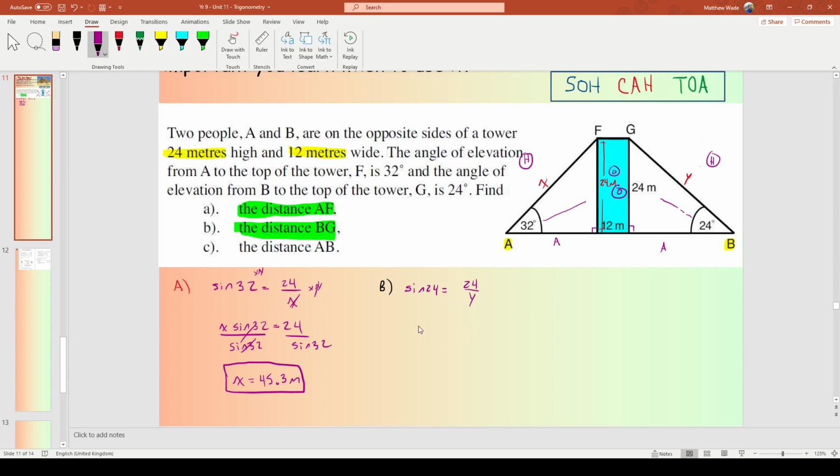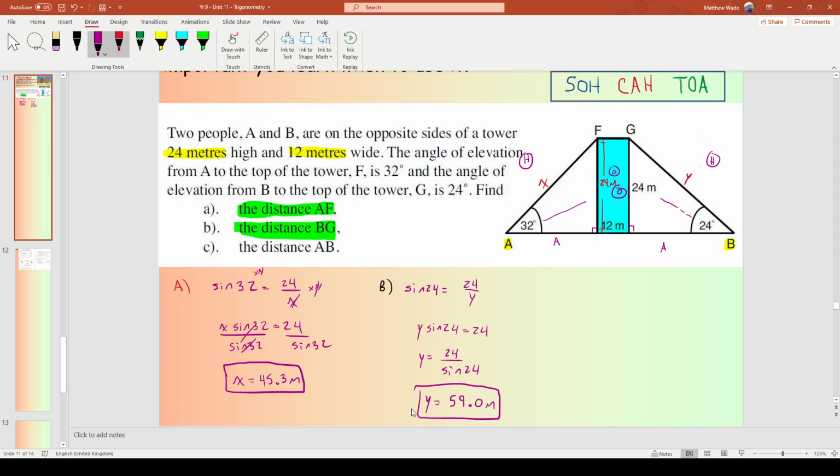What do we do next? Well, you get rid of the fraction. Y sine 24 equals 24. What next? Divide both sides by sine 24. Y equals 24 over sine 24. Final step is the final answer. Let's do it. 24 divided by sine 24 just gives us 59.0 to three significant figures. Remembering the point 0 because we did want three significant figures. And that's the answer to that.